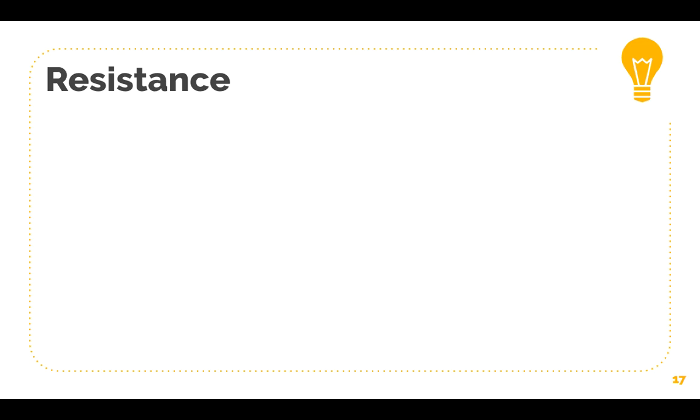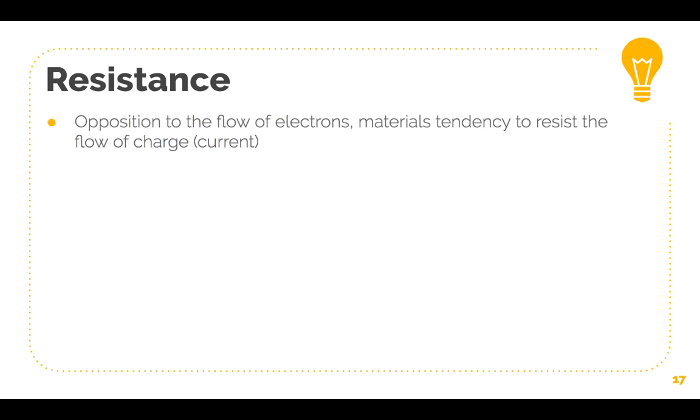We also talked a little bit about resistance when we talked about conductors and insulators, so it's important that we define resistance as well. Resistance is the opposition to the flow of electrons, a material's tendency to resist the flow of charge or current. The symbol for resistance is R, so that's easy to remember. And the unit for resistance is ohms, and this is the symbol for ohms. It's actually a Greek letter.